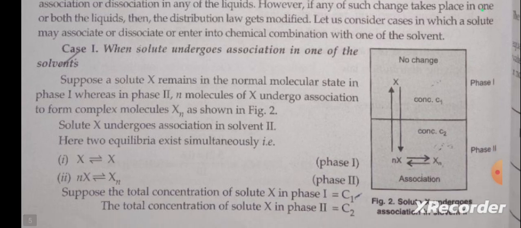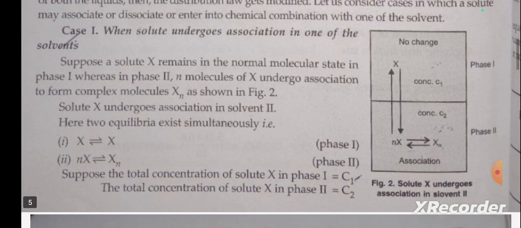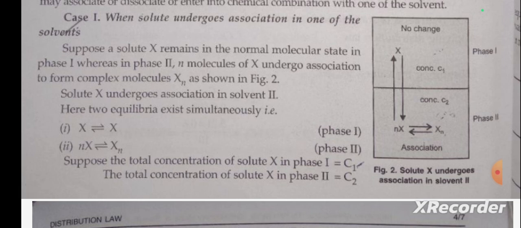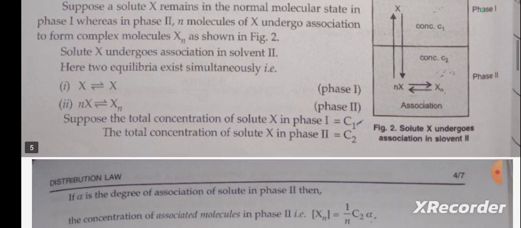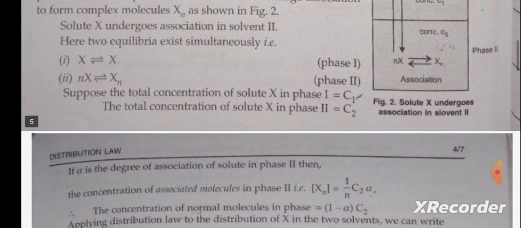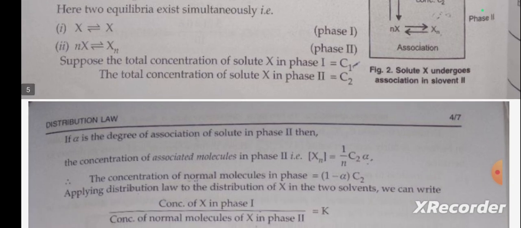Let us consider cases in which a solute may associate or dissociate or enter into chemical combination with one of them. When the solute undergoes association in one of them, suppose a solute X remains in the normal molecular state in phase 1, whereas in phase 2, n molecules of X undergo association to complex molecules. For example, solute X undergoes association in solvent 2, hence two equilibria exist simultaneously. X in phase 1 gives X in phase 2.